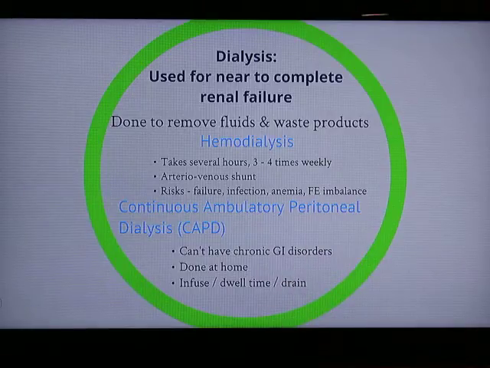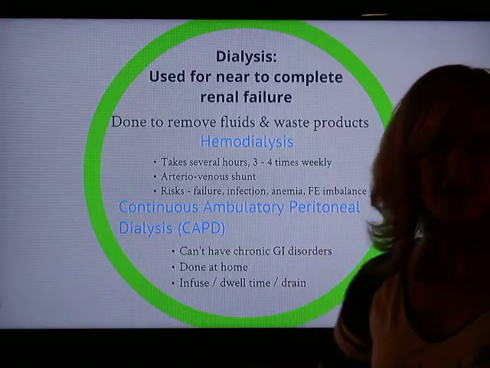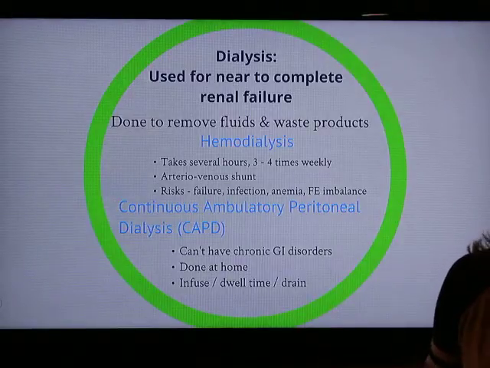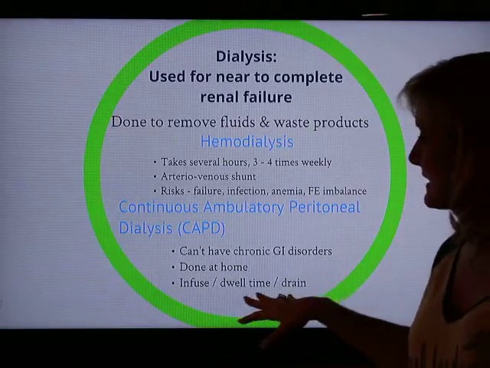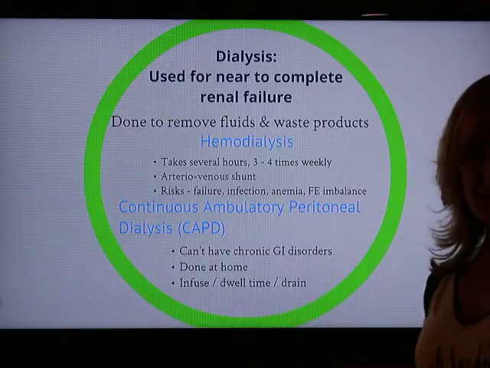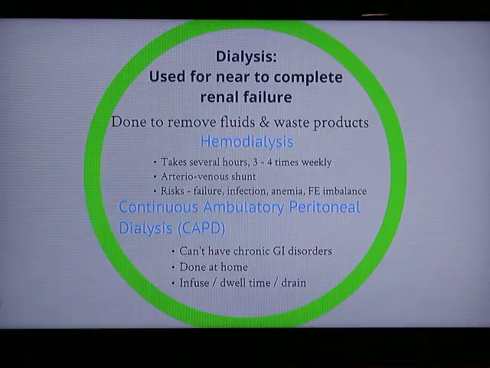But the thing with peritoneal dialysis is they can't have any GI disorders, so they can't have Crohn's disease, diverticulitis, things like that, because the indwelling dialysate can cause some bowel obstructions. It can lead to some scarring.